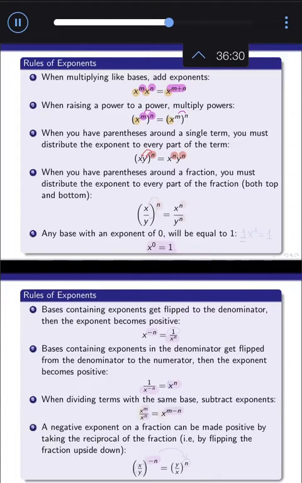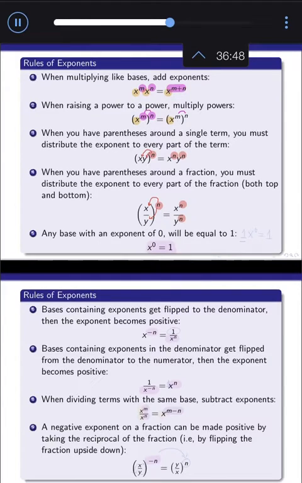Rule 4 is another example of this. We have a fraction x over y raised to the nth power. What that means is we'll raise both the top and the bottom to the nth power. That means the x on top and the y on the bottom both get raised to the nth power.